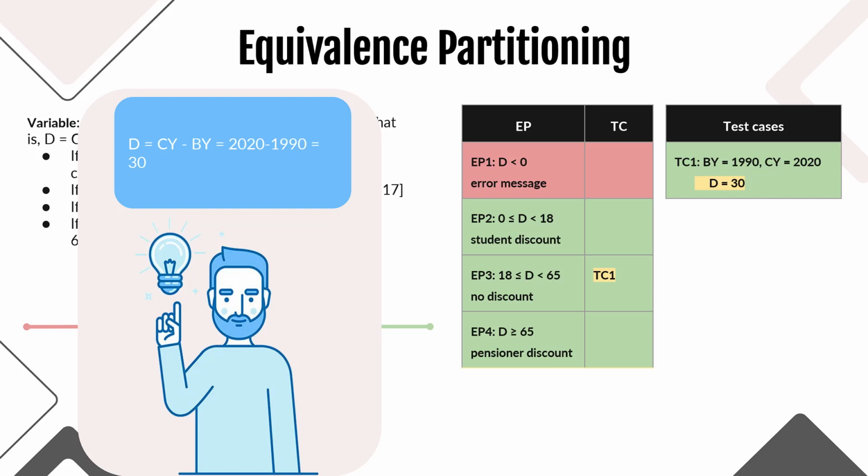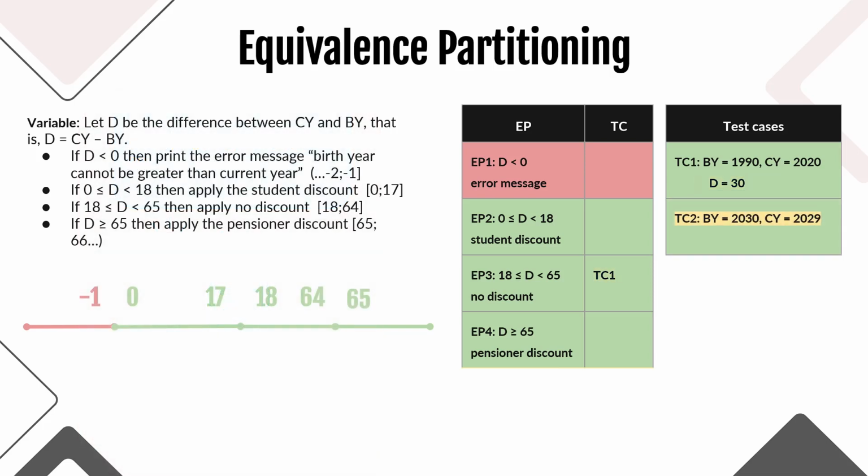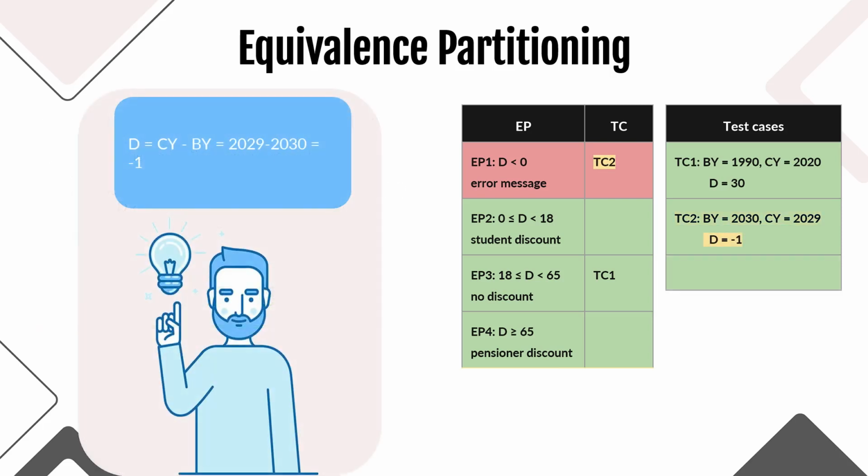As we said, this is a minor complication, and in general, this question is the simplest of all that we checked in this video. The second test has two values: birth year 2030, current year 2029. And we again need to calculate the value of D, which is equal to -1, according to our simple formula, and thus it covers the first equivalence partition. Therefore, two equivalence partitions are covered by tests, and we come to the most difficult part of answering the question.